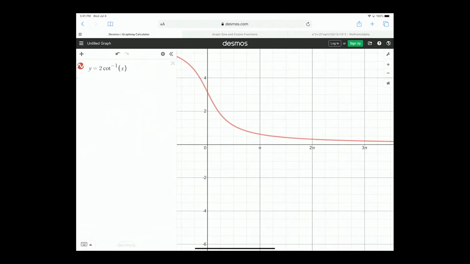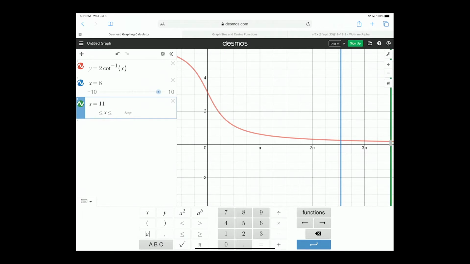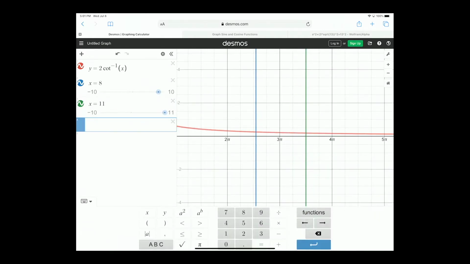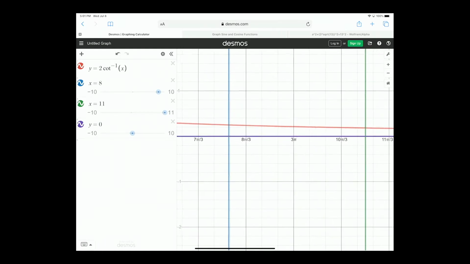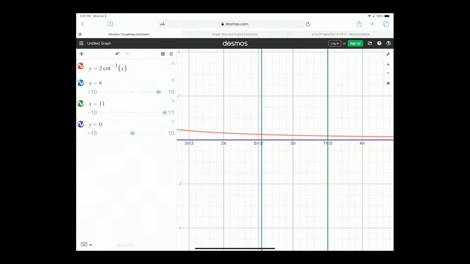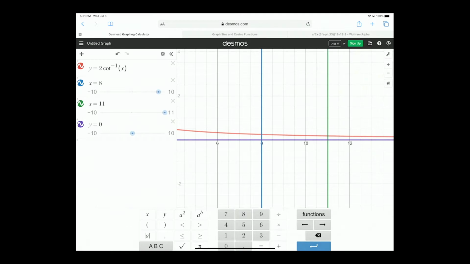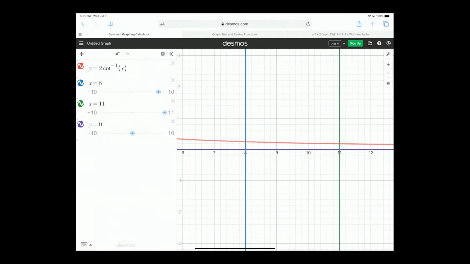Now then they want x equals 8, so I'm going to go x equals 8, that's a vertical line, x equals 11, that's a vertical line, and then they have the x-axis, which is y equals 0. So you've got these four curves, and the idea is there's a region in here that is the area. So let me take the pi off here, because we don't need it. Delete. Okay, 8 and 11, left and right.